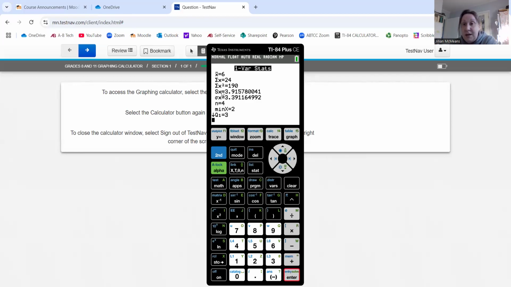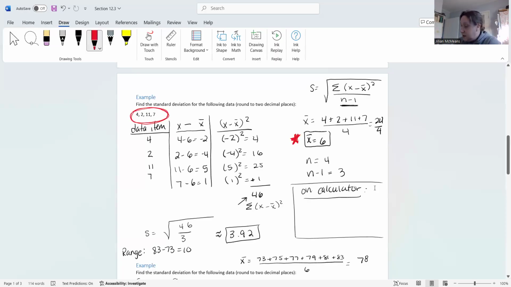And then we have SX. SX is the standard deviation, okay? And it's 3.92. So if we go back to our data set, well, when we calculated the standard deviation by hand, we got 3.92, and we got exactly the same thing on the calculator. So it does not take a lot of work to do the standard deviation on the calculator, okay? So you just calculate the standard deviation on the calculator, bam.